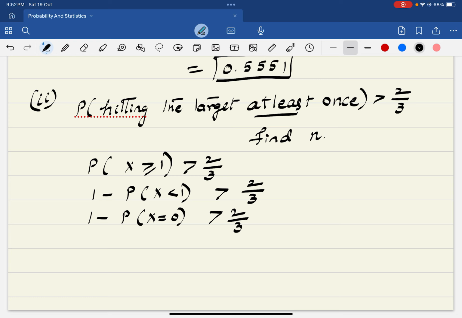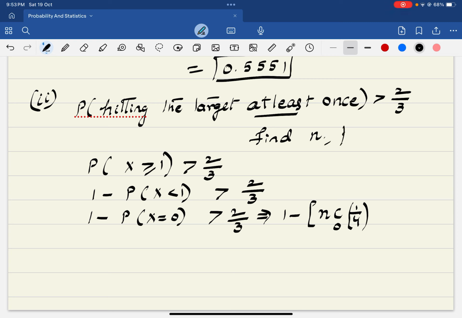And that implies 1 minus P of x equal to 0. We don't know what n is. So nC0 into p. p is what? 1 over 4. As I have given you at the beginning of my lectures on the binomial distribution, this 1 by 4 is p. It doesn't change in any number of trials. The probability of success or the probability of failure will not change whatever the number of trials in the same experiment. So it is 1 by 4, p is the same.